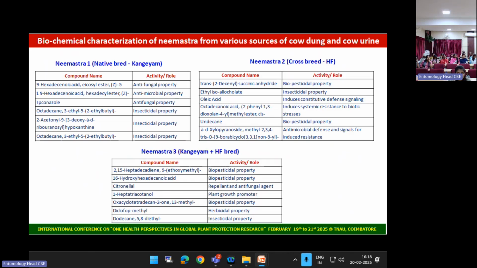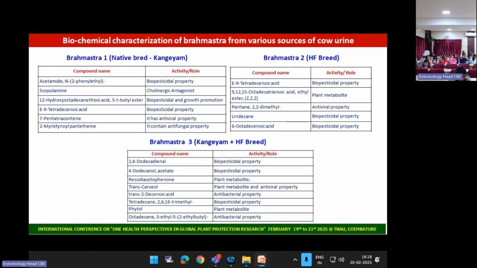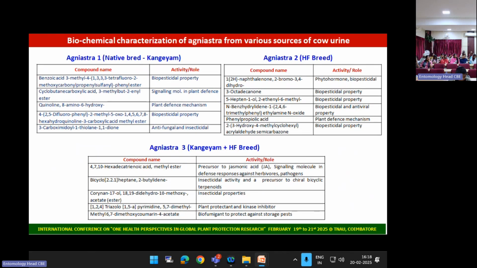So if you observe the compounds in the GCMS analysis, most of the compounds have either antifeedant or biopesticidal or antifungal, antibacterial properties, as well as some plant defense inducing molecules. So this is the biochemical characterization of Brahmastra, and this is regarding Agnyastra.